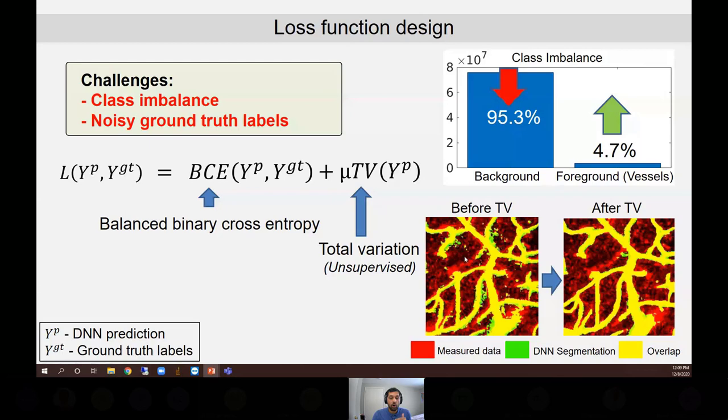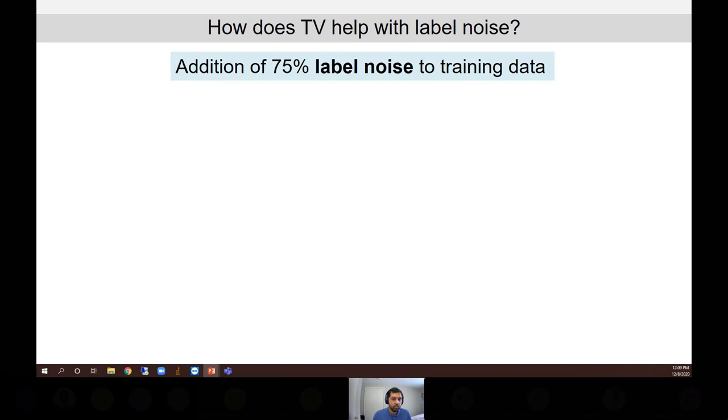So we set out to quantitatively test how much the addition of total variation regularization helps with the label noise. We designed an experiment where we first dilate the ground truth a little bit and then drop 75% of the voxels. We just make them equal to zero. So now the ground truth is extremely noisy.